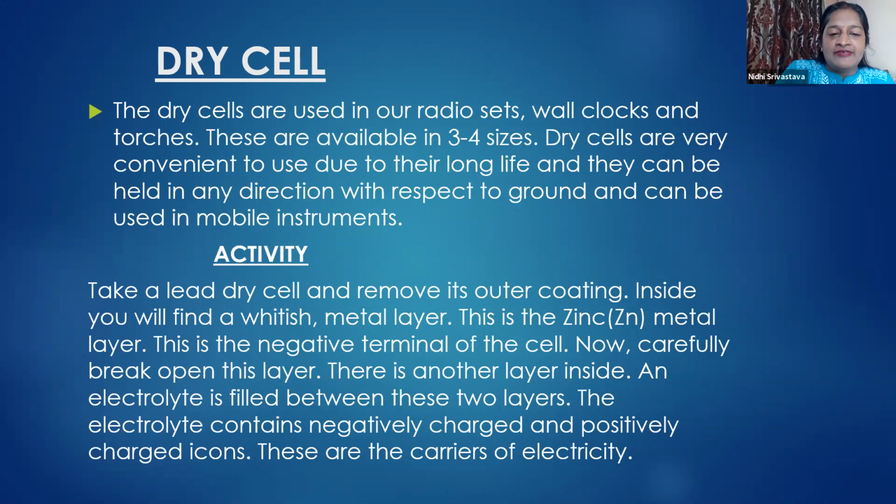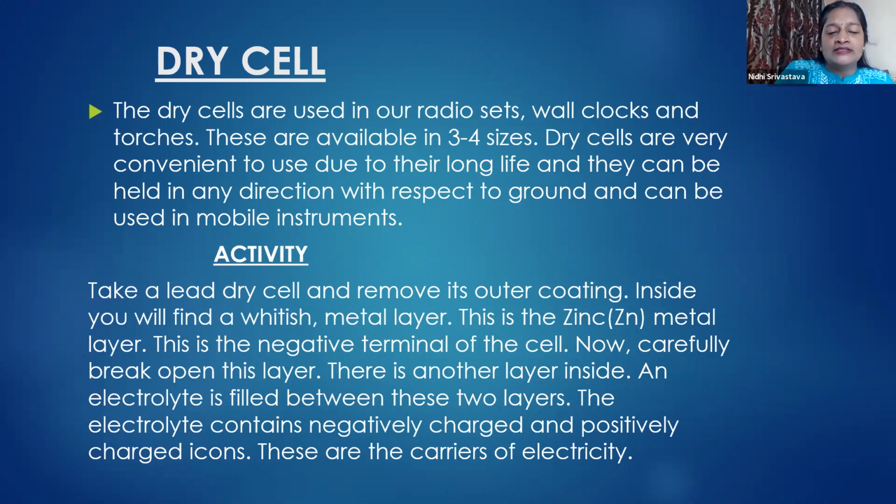Activity. Take a dead dry cell and remove its outer coating. Inside, you will find a whitish metal layer. This is the zinc metal layer. This is the negative terminal of the cell. Now carefully break open this layer. There is another layer inside. An electrolyte is filled between these two layers.